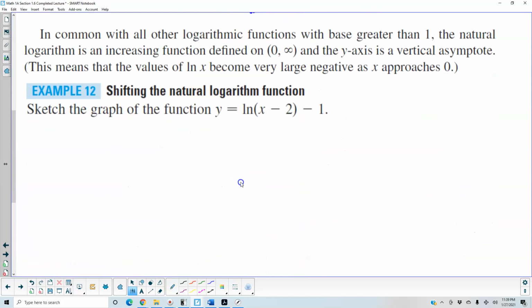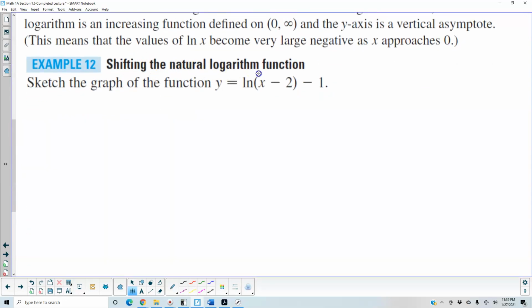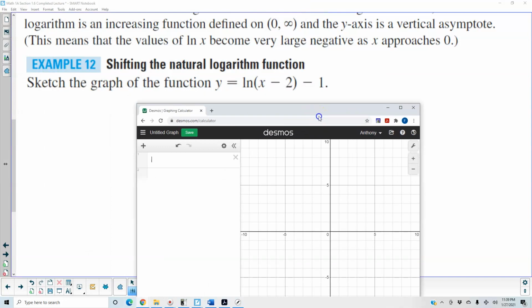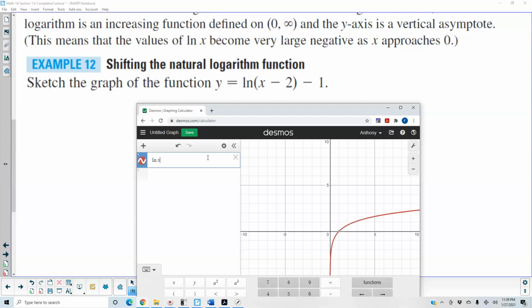Now, example number 12, shifting the natural logarithm functions. We want to sketch the graph of the function y, which is equal to the natural log of x minus 2, minus 1. So if we want to graph this, the first graph that we want to graph is the natural log of x. So we have the natural log of x. So there is our graph.